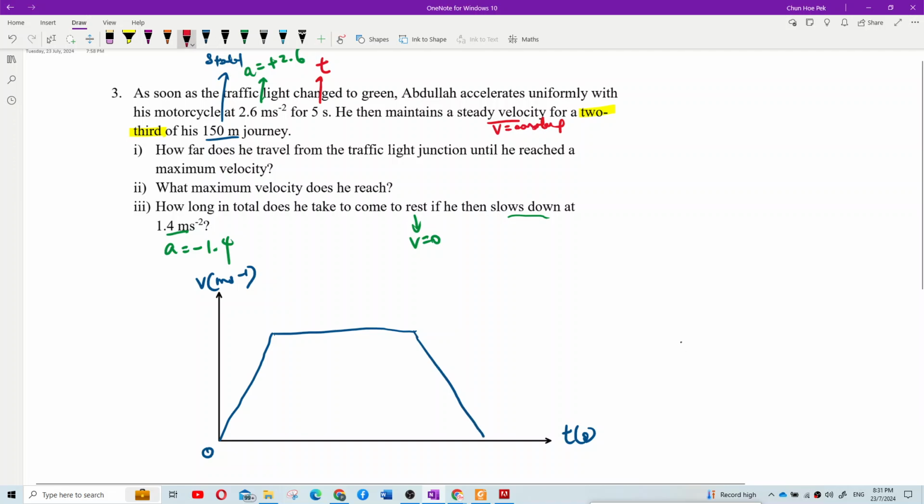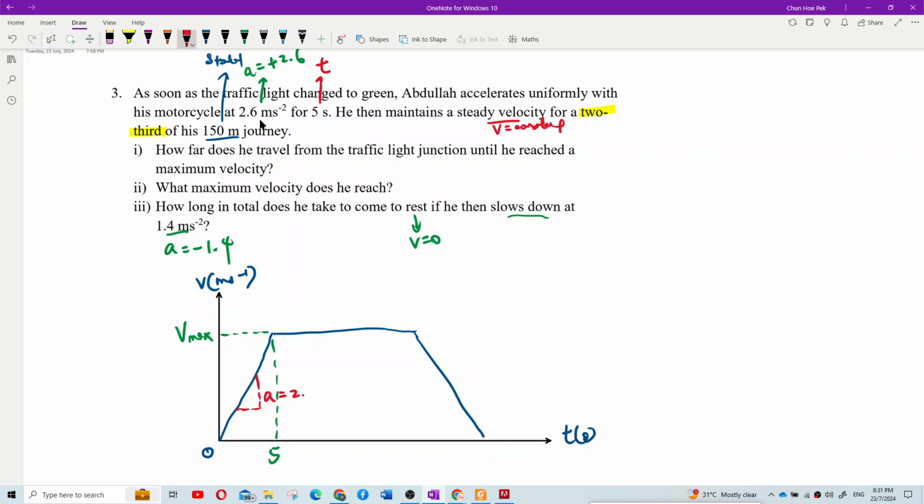So that means, what information do I know? Okay, what I know is 5 seconds. He did say for 5 seconds until he reaches a maximum velocity. So this is the maximum velocity, Vmax. Do you know the Vmax, class? No, you need to find it. In number 2, we need to find the Vmax. So I know the 5 seconds. He says accelerate 2.6. What it means here is the gradient of this graph. The gradient of this graph is 2.6.